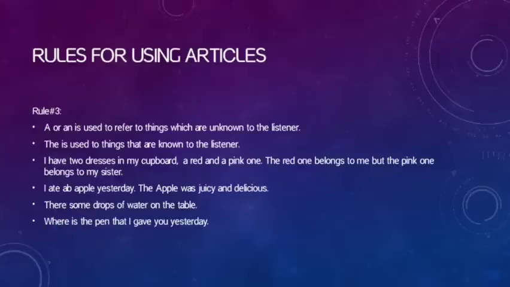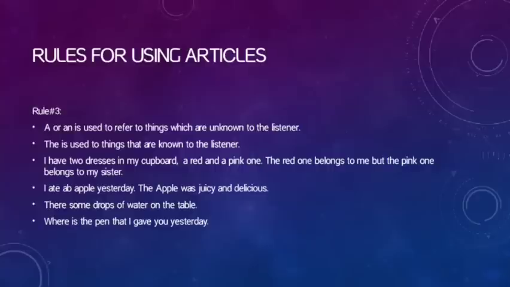Rule number three is a or an is used to refer to things which are unknown to the listener. The is used for things that are known to the listener. Let's have a look at the example. I have two dresses in my cupboard, a red and a pink one. Why did we use a here? We use a here because we were introducing a red and a pink dress for the first time. Now the listener is unaware of the pink and red dress, because of which we are using a with it.